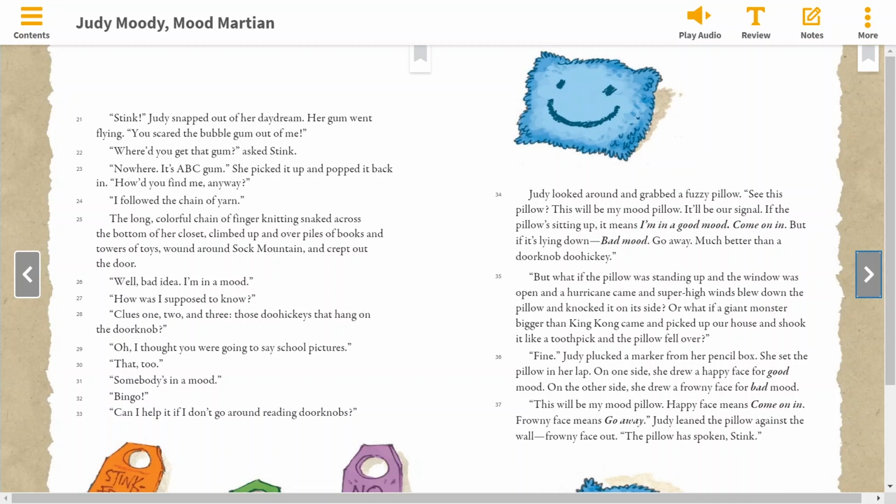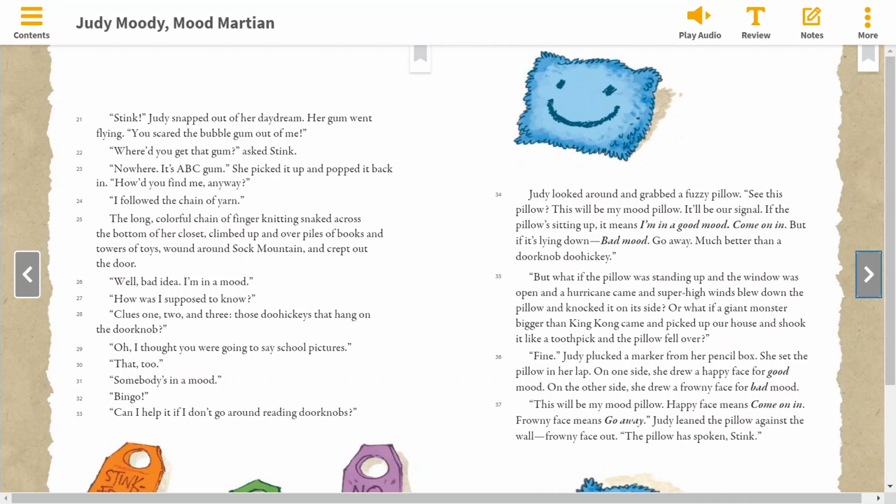Her gum went flying. "You scared the bubble gum out of me." "Where'd you get that gum?" asked Stink. "Nowhere. It's ABC gum." She picked it up and popped it back in. "How'd you find me anyway?" "I followed the chain of yarn." The long, colorful chain of finger knitting snaked across the bottom of her closet, climbed up and over the piles of books and towers of toys, wound around Sock Mountain, and crept out the door.